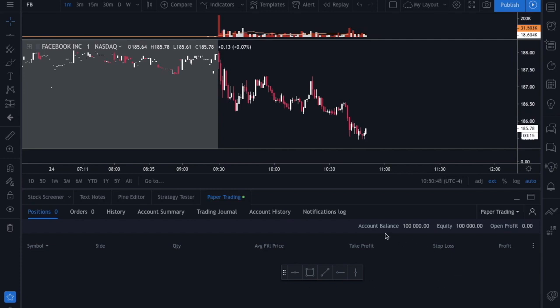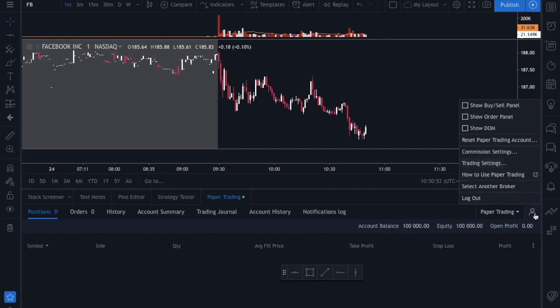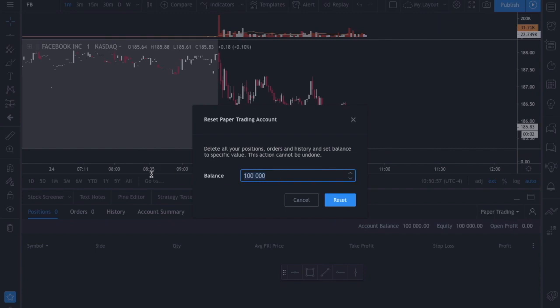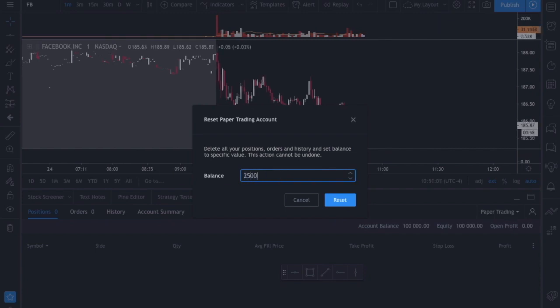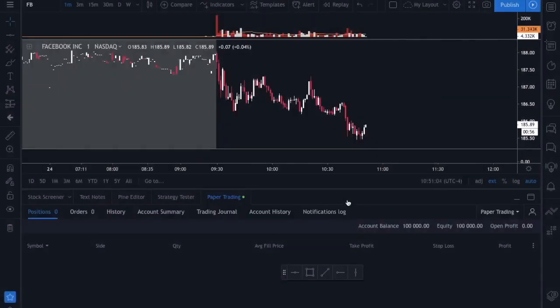And you see down here, account balance is $100,000. So it's acting like I have an account of $100,000. And I can change this. I can just click on this little person right here, click reset trading account. And let's say that I only have $25,000. All right, so I just click reset, and now my account balance is $25,000. So I can act like I have a $25,000 account and trade.